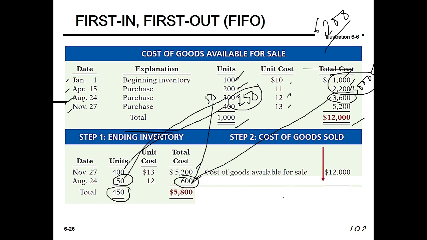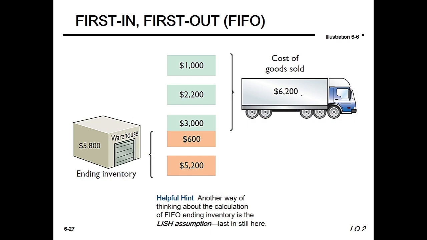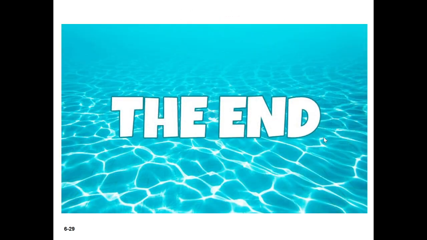Please look here: cost of goods available for sale is 12,000, and ending inventory is 5,800 according to the question, and the cost of goods sold is 6,200. Now in the next slide we show this again. The cost of goods sold is 6,200, that means 1,000, 2,200, 3,000. After adding these three figures we get this figure. And this is our closing inventory, our warehouse. Adding these two figures, this figure will be 5,800. I think everybody is clear. That's all for now.